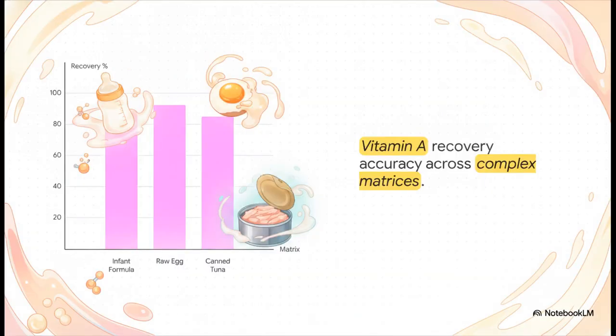And the methodology is rock solid. As the Agilent data clearly proves, this supported liquid extraction approach recovers highly accurate levels of vitamin A across some seriously tough, diverse matrices. I mean, we're seeing an 86% recovery in complex baby formulas, 92.6% in raw eggs, and over 85% in canned tuna. The chemistry just flat out works.